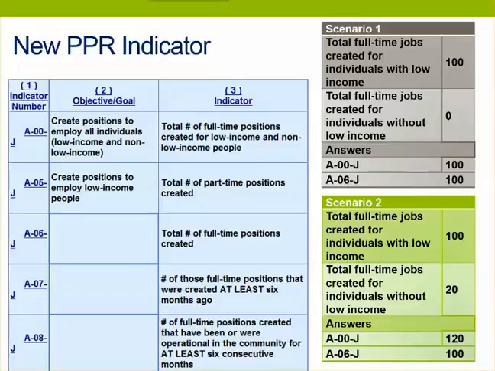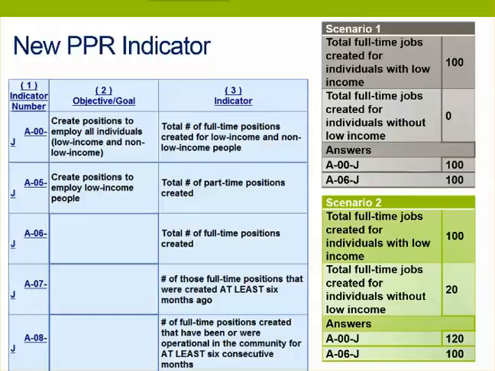This number entered in A00J, the new indicator, will always be the highest number in the actual to date column for the job creation indicators. For some of your grants, this number will be the same as the total number of full-time positions created for low-income individuals, indicator A06J. This means that all jobs created with grant funds were filled by individuals with low income.